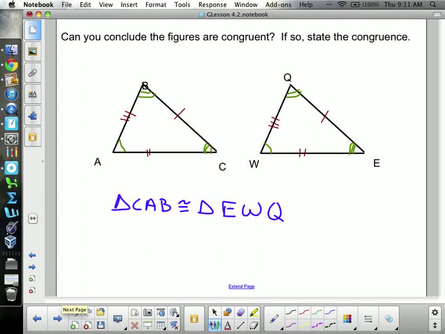And if I'd want to do it a different way, if I decided to do ABC instead, would ABC also be congruent to EWQ? This is important. Would ABC also be congruent to EWQ? No, it wouldn't be. It would be congruent to WQE.